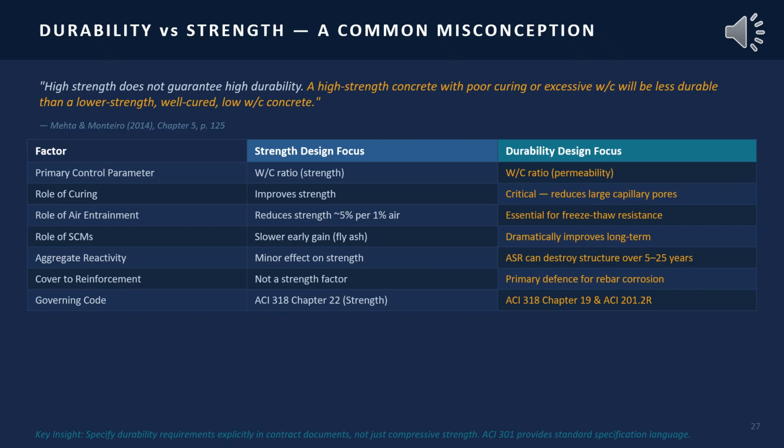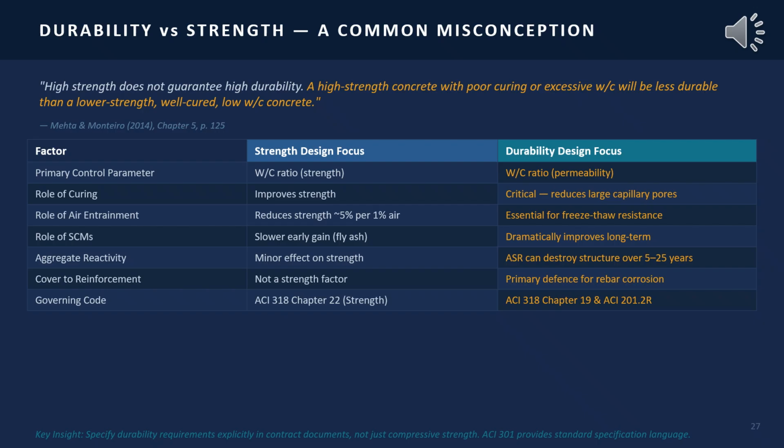So in this slide, I want to address a misconception that I see frequently among both students and practitioners. High strength, or high compressive strength, is not the same as high durability. Let me be very direct about this. Mehta and Monteiro state explicitly that a high strength concrete with poor curing or excessive water-cement ratio will be less durable than a lower strength, well cured, low water-cement ratio concrete. This isn't a theoretical observation, it's supported by abundant field evidence.